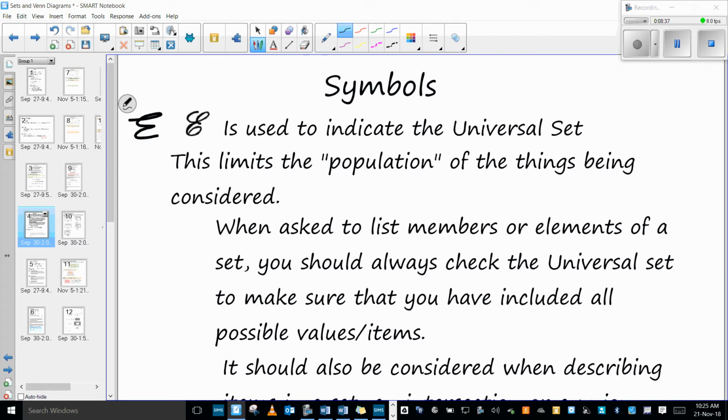Now the universal set is something that lots of people forget about when it comes to sets and Venn diagram questions. But the universal set is really important because it is essentially the population that we're talking about. Okay? So I could define something. I could say multiples of 4. And whilst that would go on infinitely, if I had limited my universal set to numbers between 1 and 20, then we would only have the multiples of 4 between 1 and 20. Does that make sense?